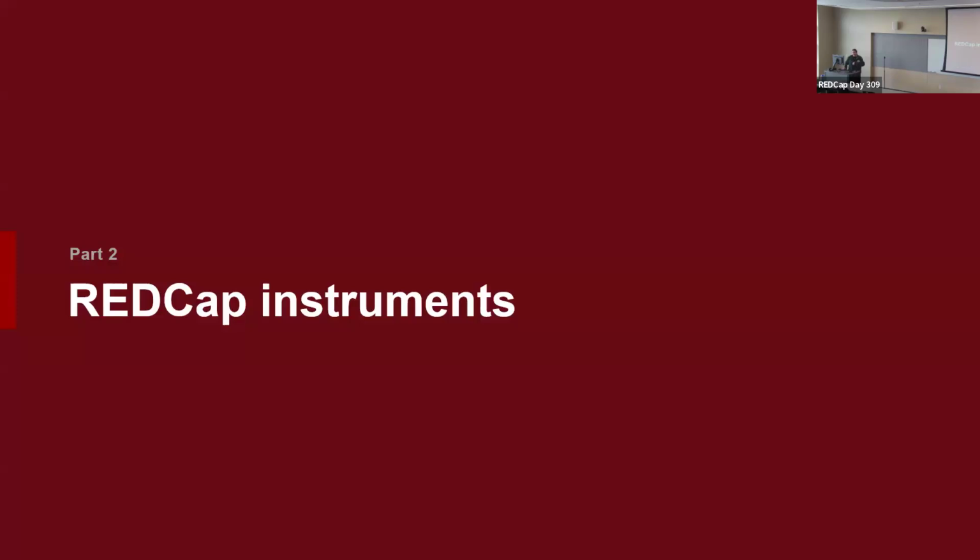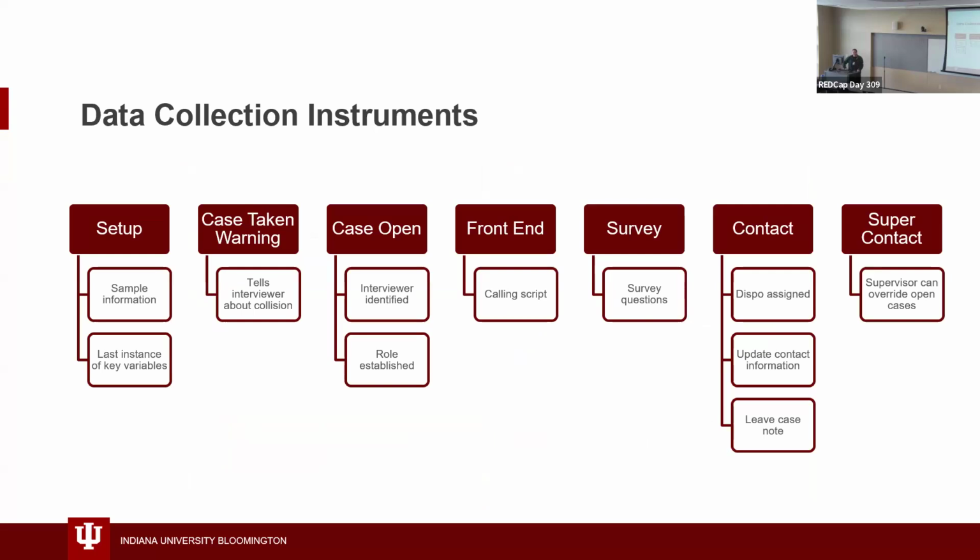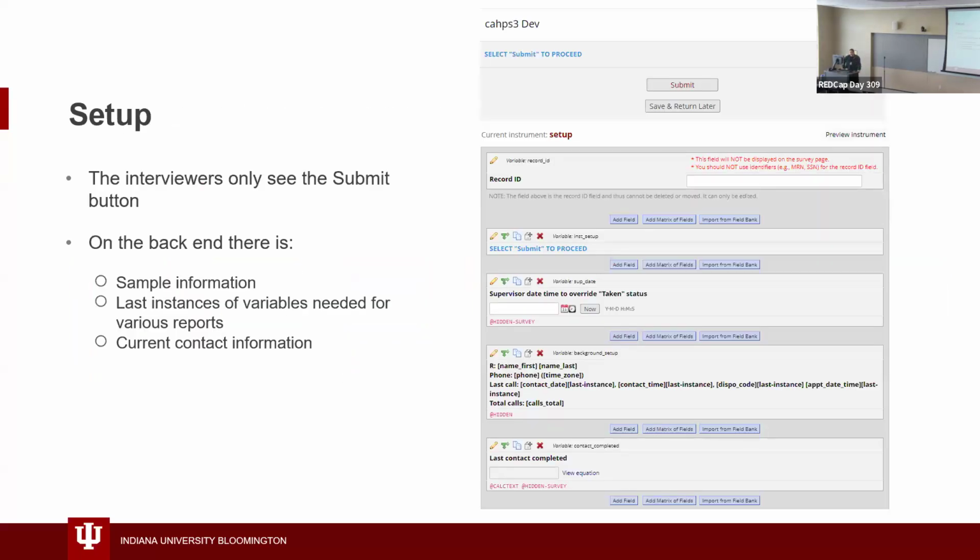So a little overview of all the instruments. There are 7 different instruments that we set up all in one project. I'm going to go over all of these more in depth in the next slides, but this is just what you're going to be seeing. So first we have the setup page. This is where all the sample information is stored about the respondent. It's also where all the last instances of the variables are stored because we use a lot of repeating forms. I'll get more into repeating forms later. And it's also where the current contact information lives. Because while we're calling these people, we might get a new phone number that we have to call. So we use this form to update it so they're constantly calling the new number.